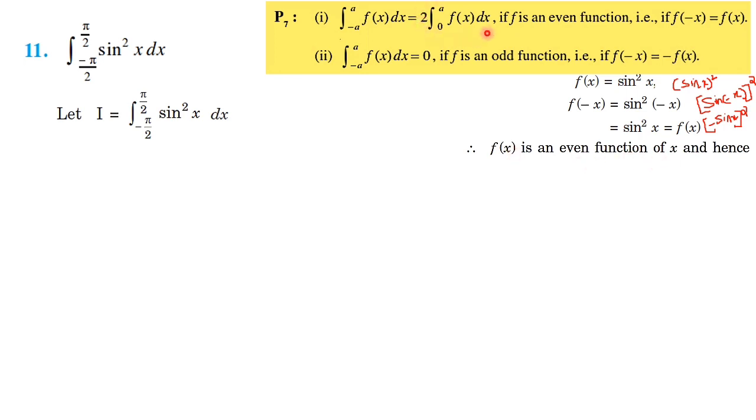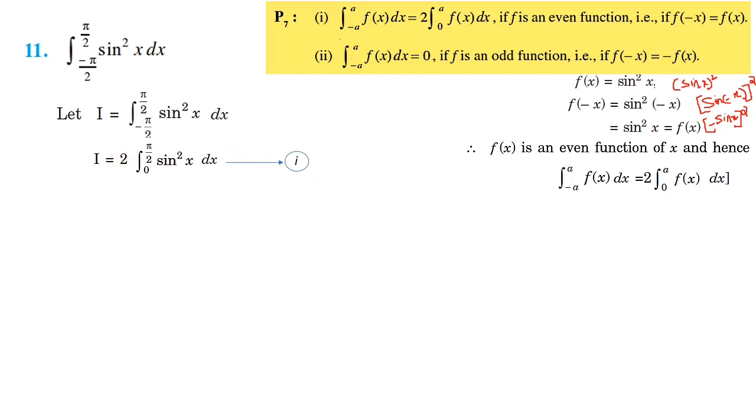Even function means this is the way we have to write. That is integral minus a to a f of x dx is equal to 2 into integral 0 to a f of x dx. This minus a is gone. So 0 to a f of x dx. That means I is equal to 2 into integral 0 to pi by 2 sine square x dx. Label it as equation number 1.